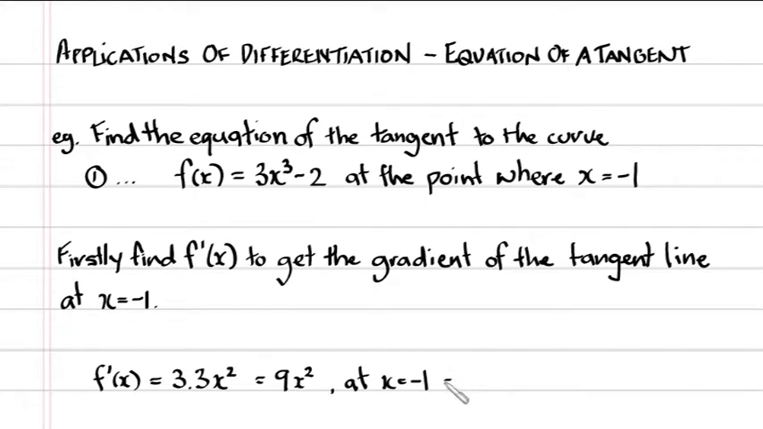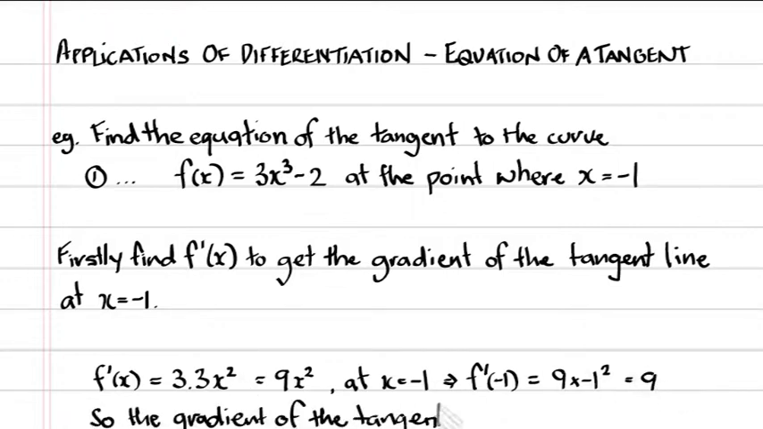So at the point where x is equal to negative 1, f dashed of minus 1 is equal to 9 times minus 1 squared, and that's equal to 9. So the gradient of the tangent we now know to be 9.